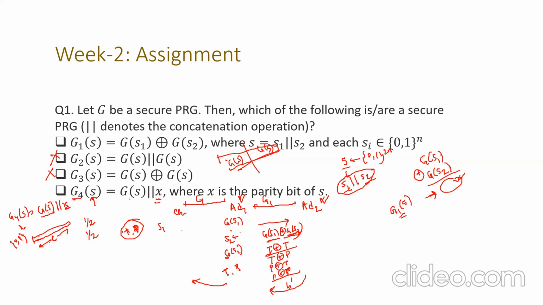So clearly G4 of S is also another secure PRG. G of S is already known to be secure, right? And X is also a random bit because it can be 0 with probability half, 1 with probability half. So together they construct a secure PRG G4. So basically G1 and G4 are secure.